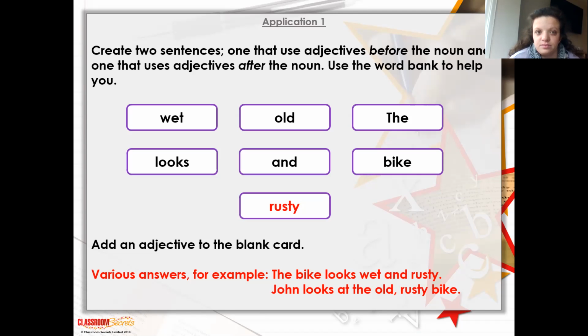Okay. So they're the other ways. Or you could put the old wet bike looks rusty. That's another way of having it before as well. And then you've got a bit after too.